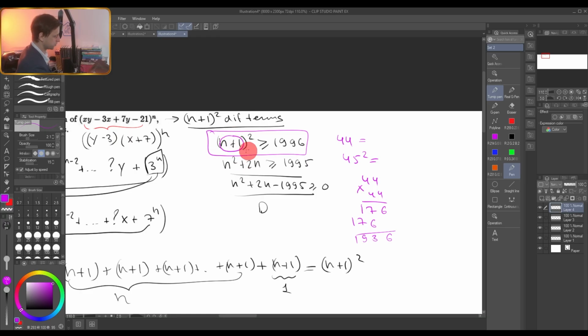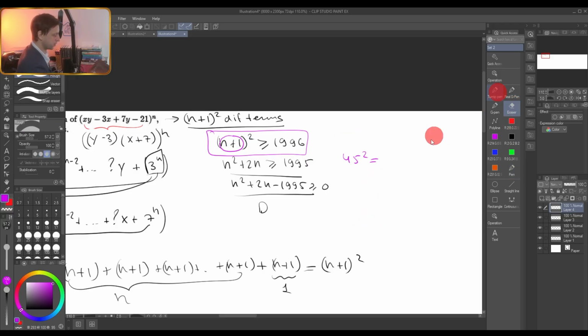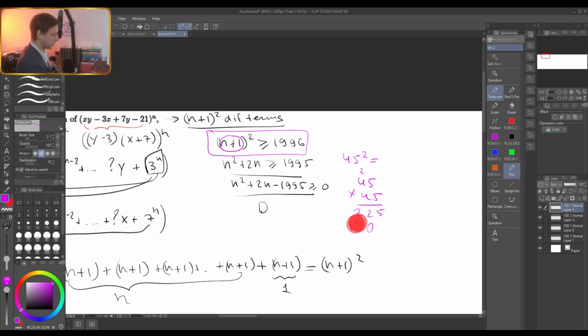If n plus 1 is 44, this square is 1936, and this inequality is not true. So 44 is not an option, and we can even delete it. But what about 45? Well, 45 times 45 is 2025.